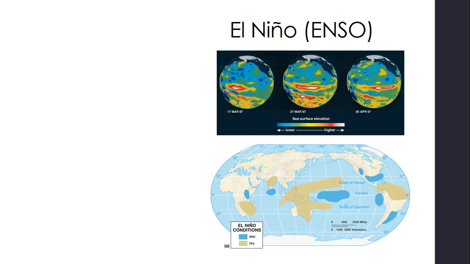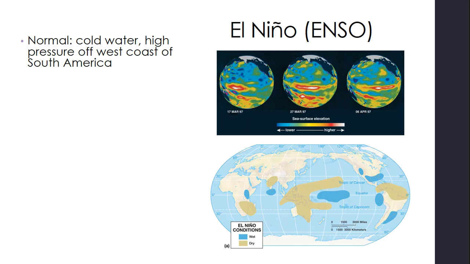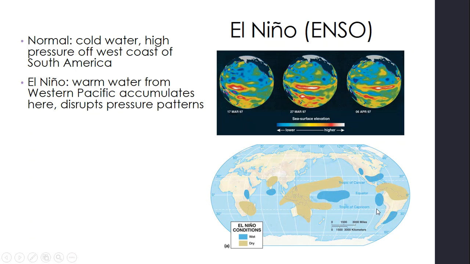And the last thing I'm going to talk about is El Nino, which I'm sure many of you have heard about. We are coming out of an El Nino. We had one last year. And so basically, with El Nino, there is cold water and high pressure off of the coast of South America normally. So here is South America. You have this cold water that's usually here, and so you get wetter conditions.